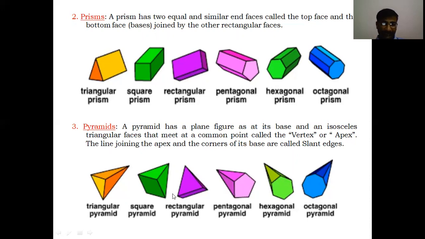This is the rectangular pyramid. This is the pentagonal pyramid, having a pentagon at the base. The pentagonal corners are connected to a common point, vertex or apex, with 5 slant edges. Like that, hexagonal pyramid and octagonal pyramid. These are the pyramids. These are called the prisms.